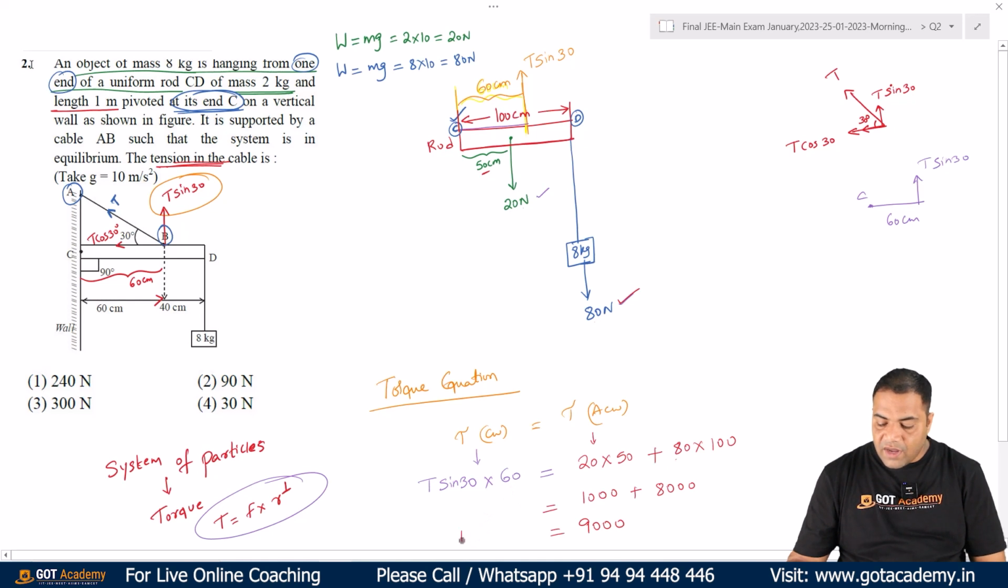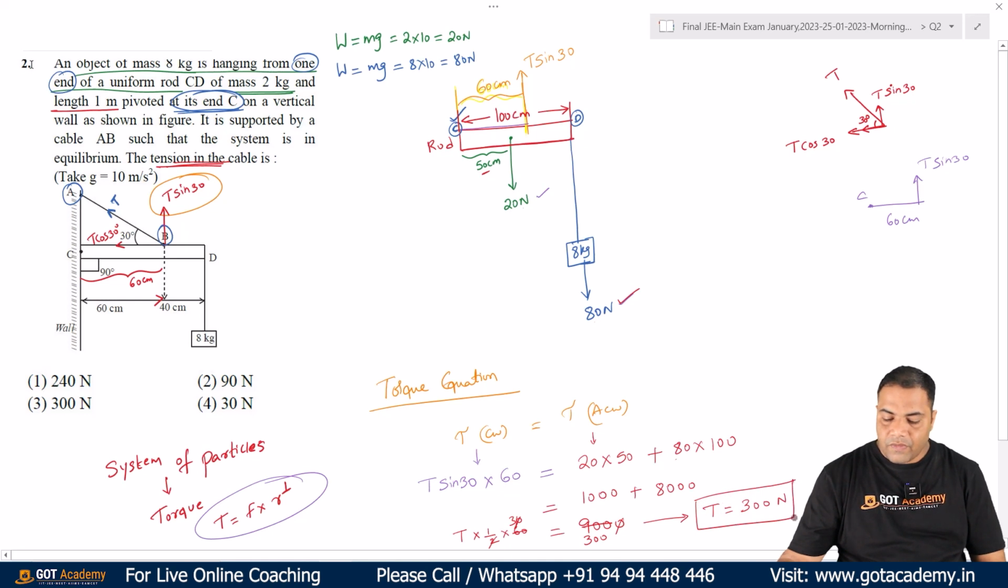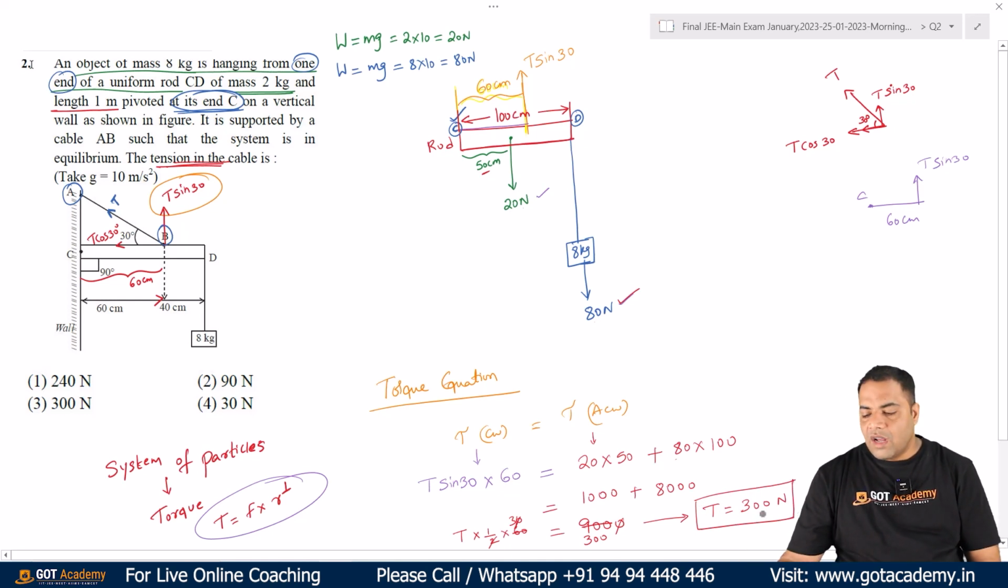Whereas coming to T sine 30, sine 30 is nothing but half, into 60. So you can write this as 30T. The zeros cancel, so 3T equals 900, and you can write it as T equals 300. So the obtained tension T is equal to 300 Newtons.